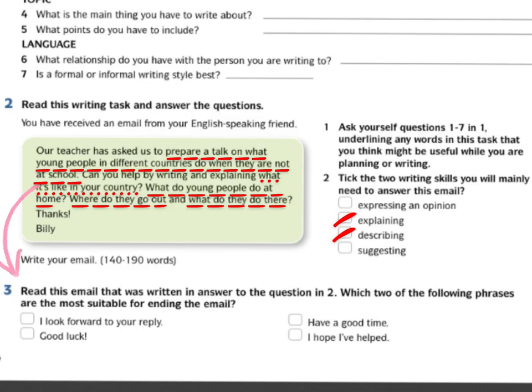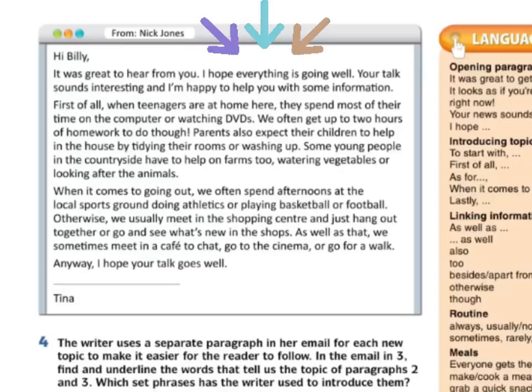Let's look at question 3. Read this email that was written in answer to the question 2. Which 2 of the following phrases are the most suitable for ending the email? Okay, let's look at this reply from Nick Jones. Hi Billy, it was great to hear from you. I hope everything is going well. Your talk sounds interesting and I'm happy to help you with some information.